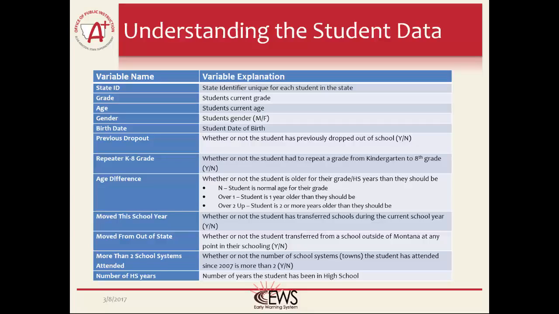Moved this school year is a Y or N question depending on if the student has changed schools at any time during this school year. Moved from out of state is a yes or no question, depending on if the student has ever moved into Montana from another state. More than 2 school systems attended is also a yes or no question. That depends on if the student has attended schools in more than 2 school systems. School systems are usually towns. It does not count if the student moves from one school to another in the same district or system. The last variable only applies to high school students and is the number of years the student has been in high school. This number is used to determine which EWS model the student should be placed in.